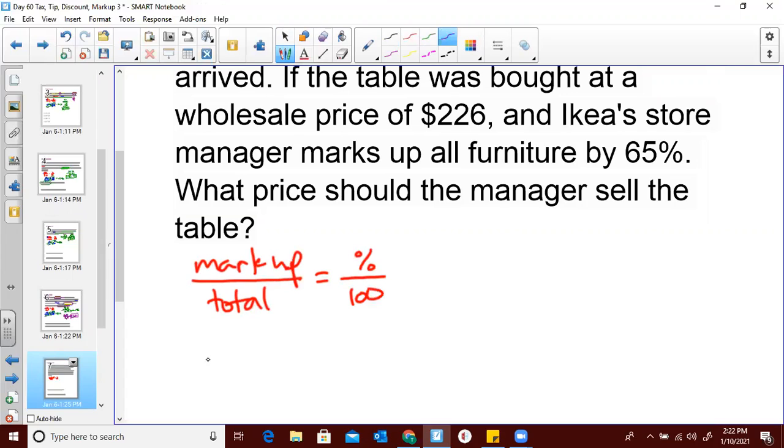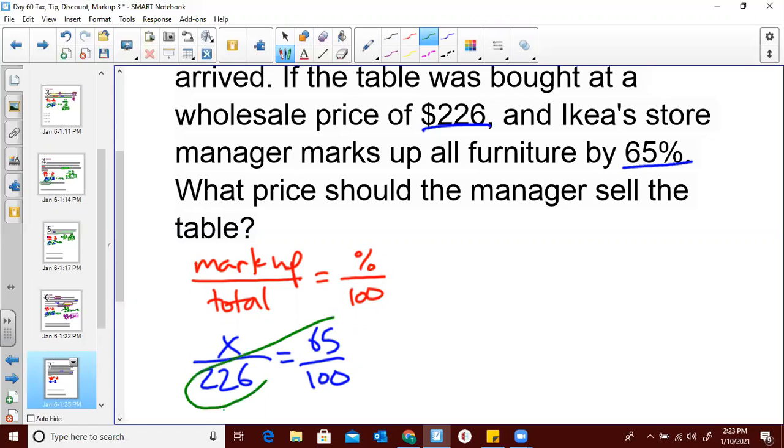Well, we know that our markup's what we're looking for. Our total, they gave it to us, was 226. That's what IKEA paid for it at wholesale. And our percent is going to be 65%. That's our percent markup. That's how much more they're going to sell this table for. All right, so we cross multiply what we can and divide by X's partner, and we'll see that X is going to equal $146.90.